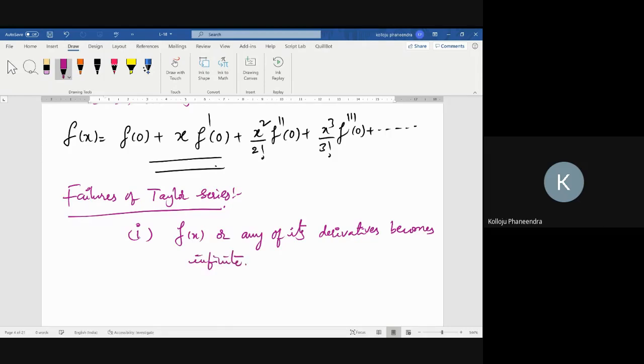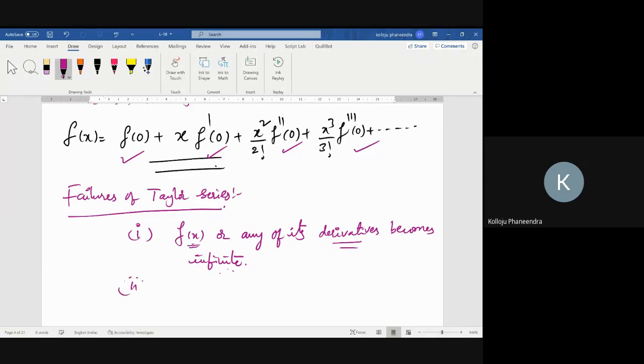What is the meaning of this? The function is not continuous. F of x infinite means at that point I cannot put a definite value there. So f of x is discontinuous and the derivative is also discontinuous. Then Taylor's theorem fails. In Taylor's theorem or Maclaurin series, what I required: first derivative, second derivative, third derivative, and the function value also. So if either the function or any of its derivatives are infinite, then Taylor's theorem fails.